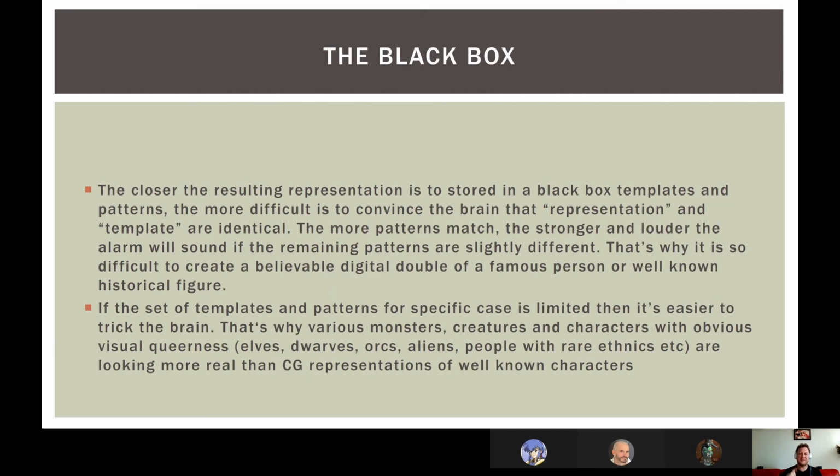So how does the black box signal to the mind, to the brain? The closer the resulting representation is to the template stored in the black box, what I told before about ninjas and patterns, the more difficult it is to convince the brain that this representation and template are not identical. The more patterns match, the stronger and louder the alarm will sound. If the remaining patterns are slightly different, like 99% matching, our picture of the ninja and the actual ninja, but 1% is completely wrong.